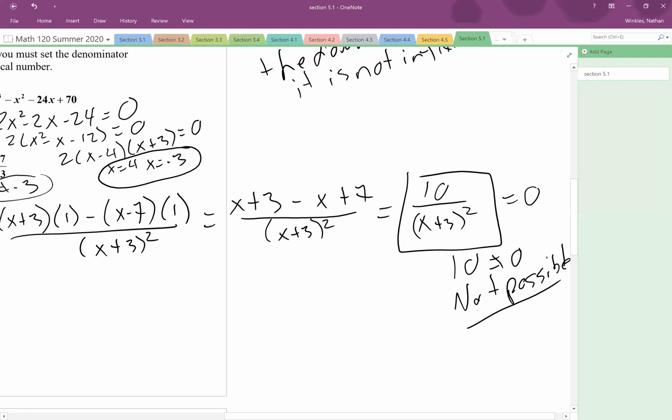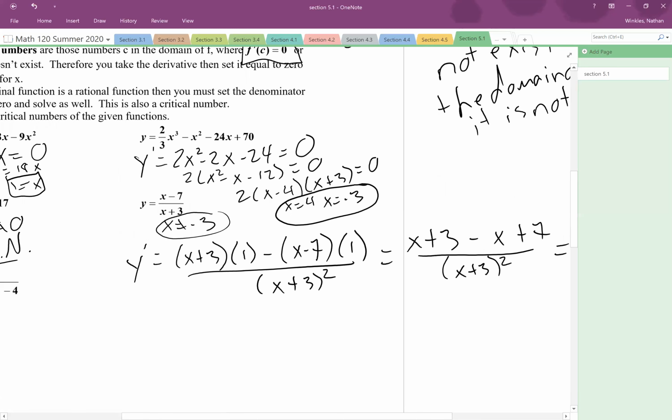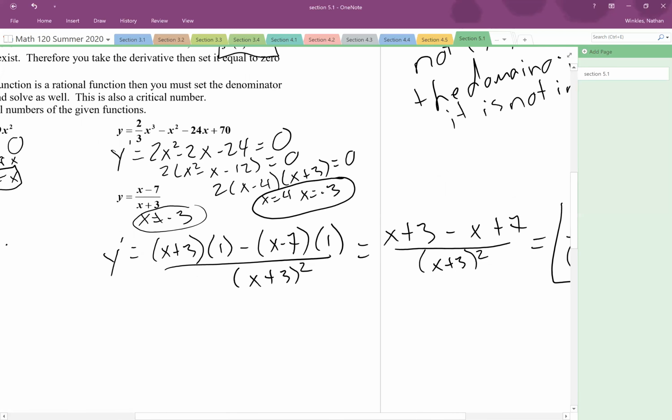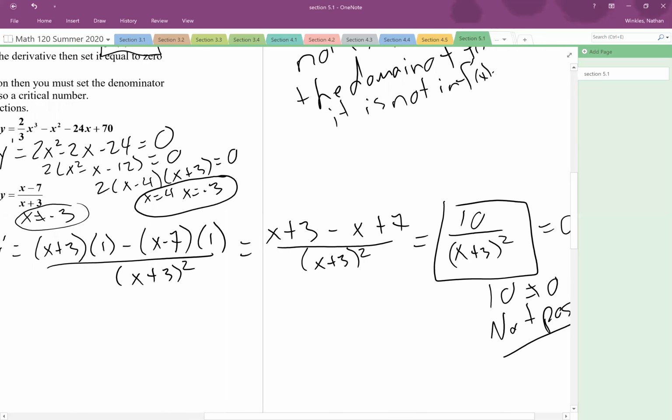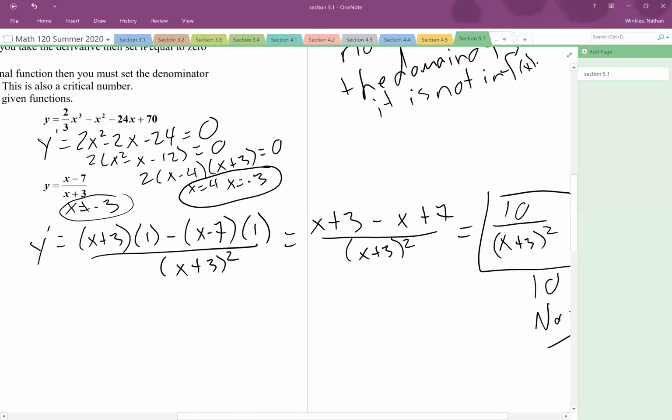Keep in mind, some places will consider this x plus 3. The problem with it being a critical number is it's where it does not exist. So this one does not exist there. Therefore, and it was not in the original. If it's not in the original, some software will say it's not a critical number. Some will say that it is a critical number. So you're just going to have to see where we're at with that. By definition, it is a critical number. So I would say x equals negative 3 is our only critical number.